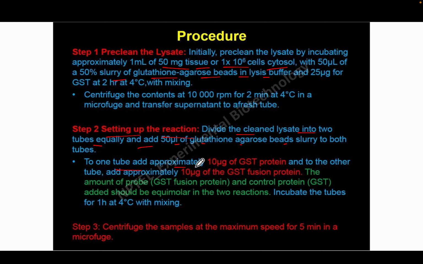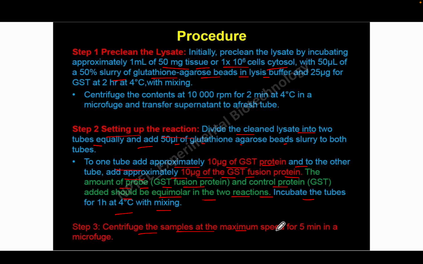To one tube, add approximately 10 microgram of GST protein, and to the other tube add approximately 10 microgram of GST fusion protein. The amount of probe GST fusion protein and the control protein added should be equimolar in the two reactions. Incubate the tubes for 1 hour at 4 degrees Celsius with mixing.